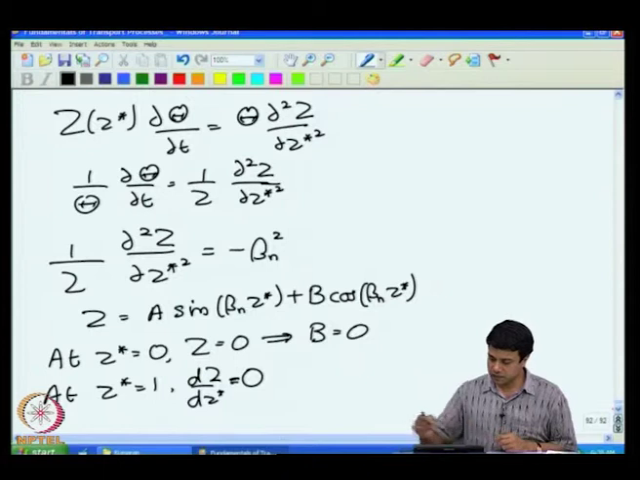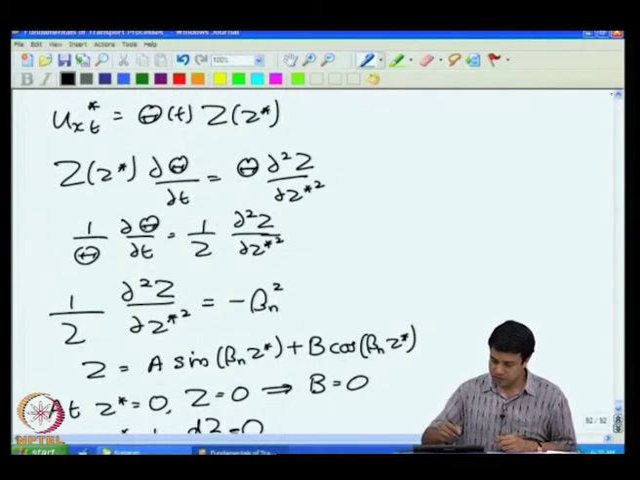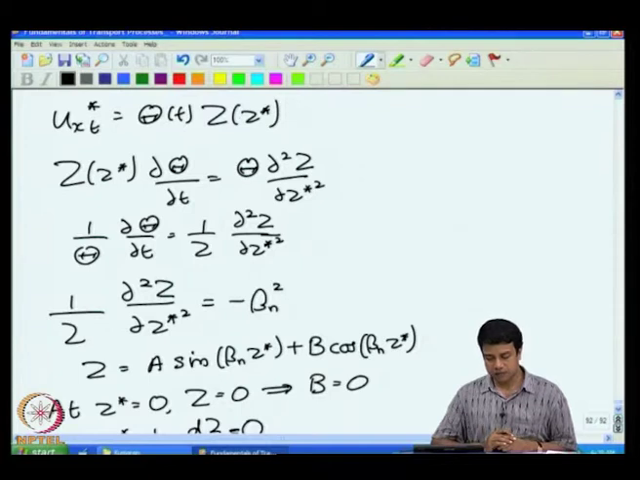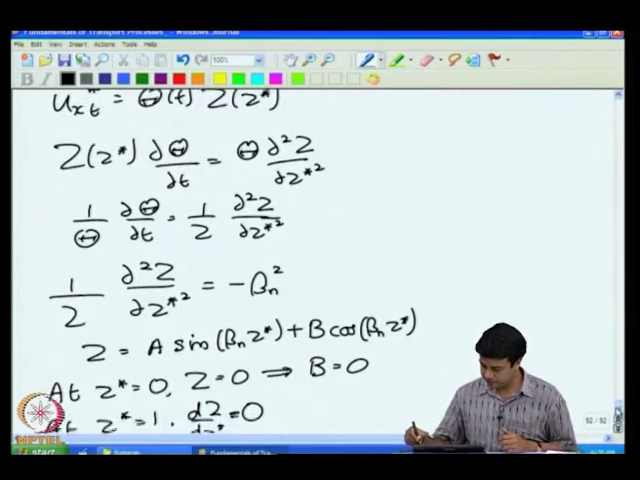because the derivative of velocity with respect to the z coordinate has to go to 0. Velocity is the product of two functions. One is a function of time, the other is a function of z. When I take the derivative of velocity with respect to z, this first function theta is independent of z, and therefore I just get dZ by dz star. And if d ux by dz star has to be 0, that means d of capital Z with respect to z star has to be equal to 0.